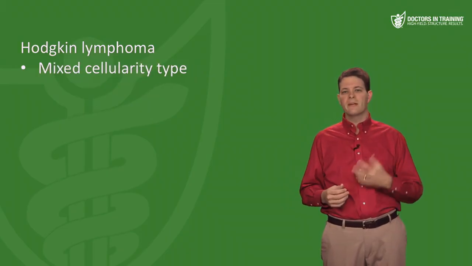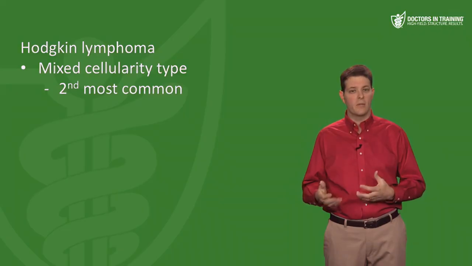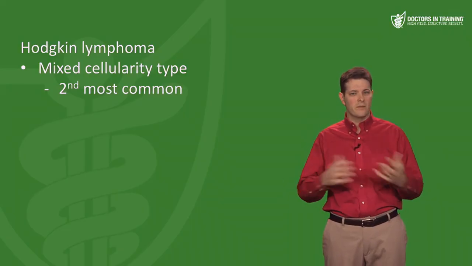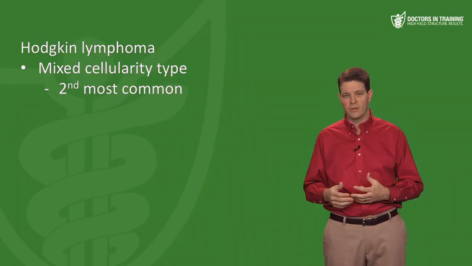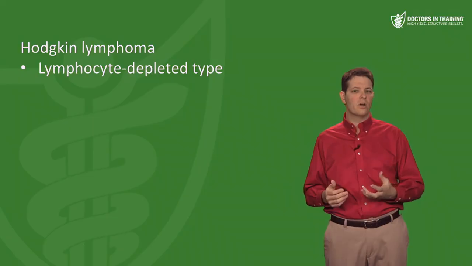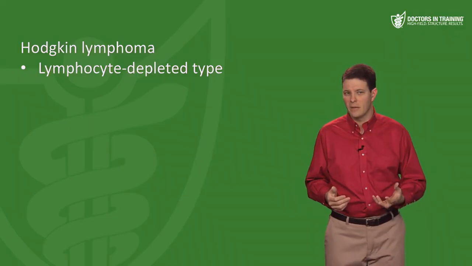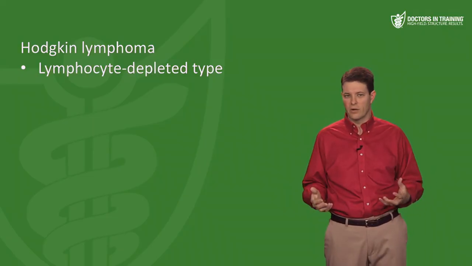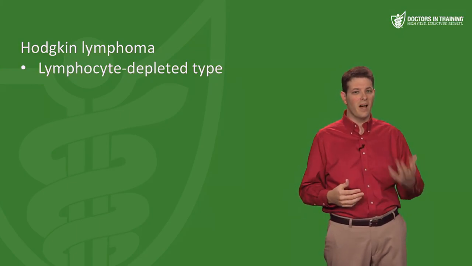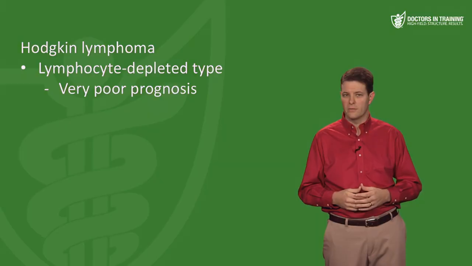Then there's the mixed cellularity type, which is the second most common type of Hodgkin lymphoma. Mixed cellularity means it has a mix of lymphocytes and numerous Reed-Sternberg cells, so this one has a somewhat worse prognosis. Then the last one is called the lymphocyte-depleted subtype. Now here there are lots of Reed-Sternberg cells and not very many lymphocytes, so the ratio of Reed-Sternberg cells to lymphocytes is high and there's a very poor prognosis.